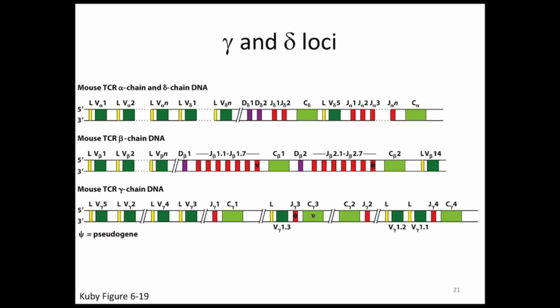So remember how I would make you draw stuff and show that all the DNA in the middle got deleted, all the DNA in the middle went away? Here, if I picked one of these V alphas and one of these J alphas, I would delete the entire delta locus. And so it's not possible for a cell to make alpha and delta at the same time.